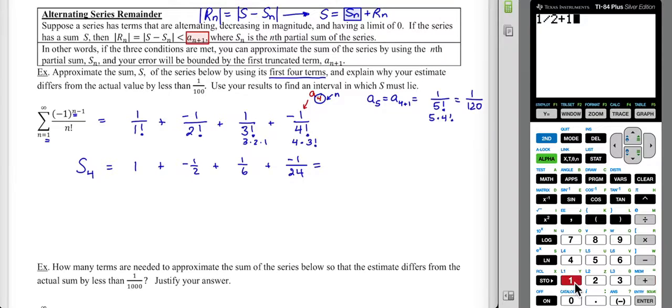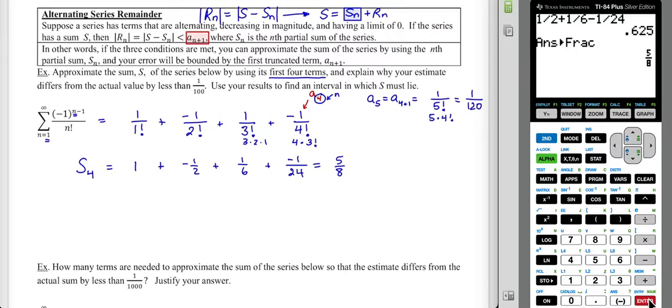Plus 1/6 minus 1/24. Order of operations is in play here, so I'm not worried about parentheses, because the division is going to happen before the addition and subtraction. So 0.625, and if you want that as a cleaner fraction, math, enter, and you get 5/8. So that's S sub 4.